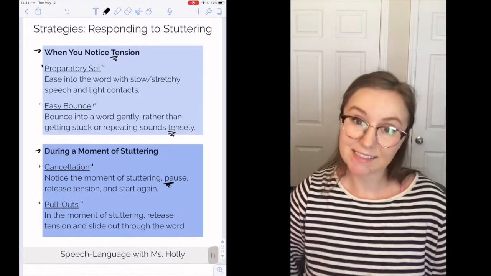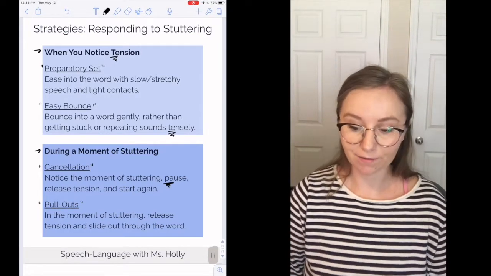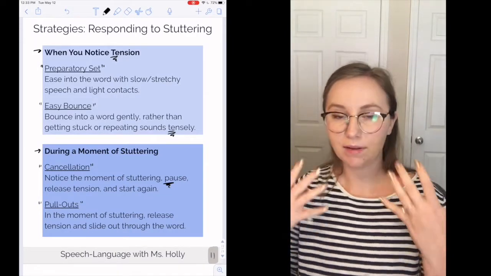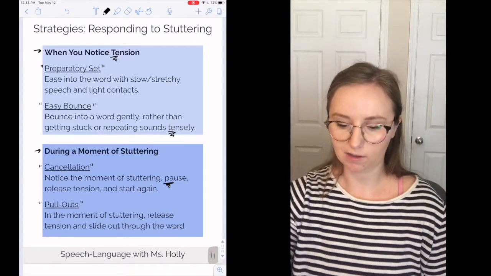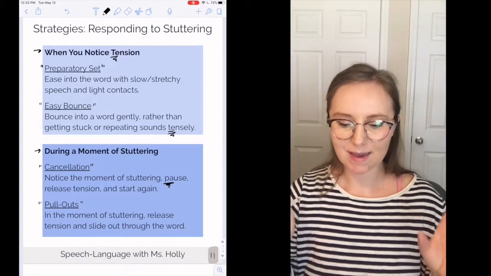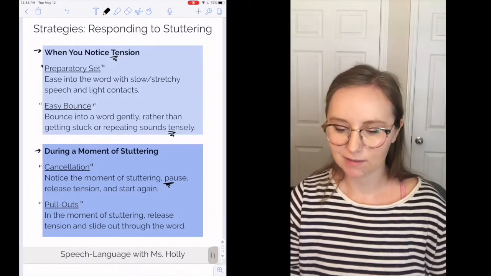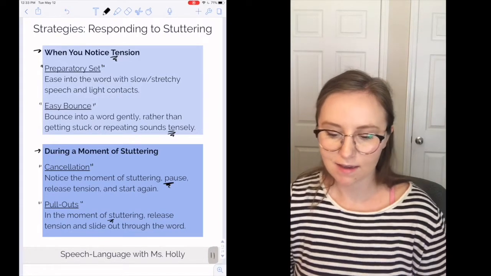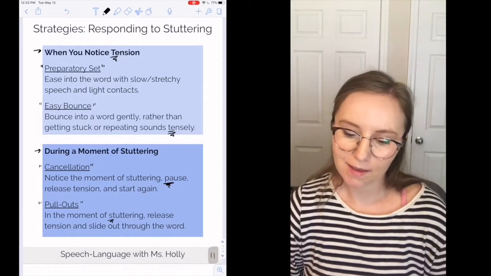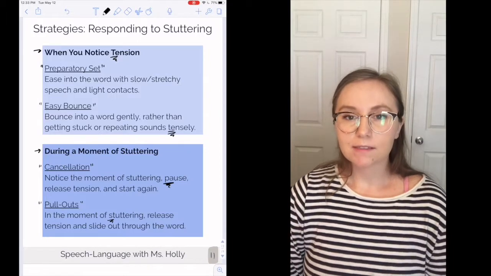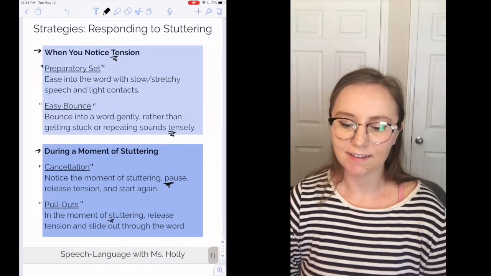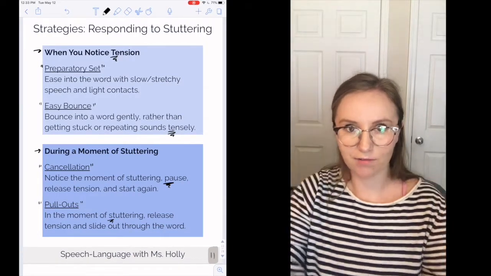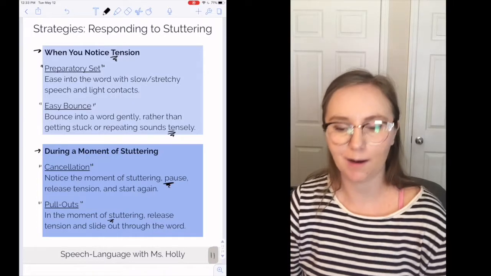The last strategy that we'll go over is a pullout. And this is kind of similar to a cancellation, but rather than releasing it all and starting again, you can keep the air flowing and moving out through the rest of the word. So in the moment of stuttering, you release your tension and you slide out. So let's say I'm gonna get stuck on stuttering. I'm gonna show you how I do a pullout. In the moment of stuttering, you release tension and slide out through the word. So you kind of heard that air flow out as I finished the rest of the word there.